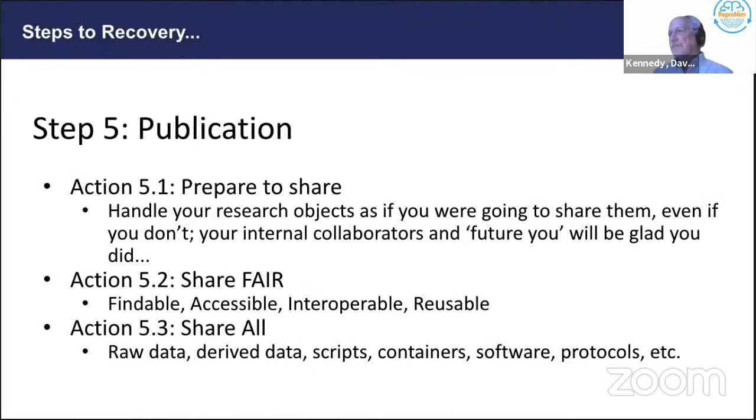Publication, again: publish everything. Treat everything along the whole path as if you're going to publish it, so that the barriers are not so high when you do go to that. And your future self will even be happy when you try to augment or build up your own data sets. Also when you're required to share, that will be easier. Share in a FAIR way so that things are findable, accessible, interoperable, and reusable. And share all, publish all: the raw data, derived data, scripts, containers, software, protocols, etc.